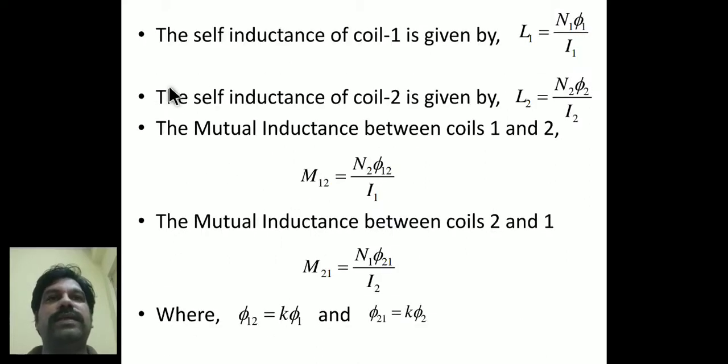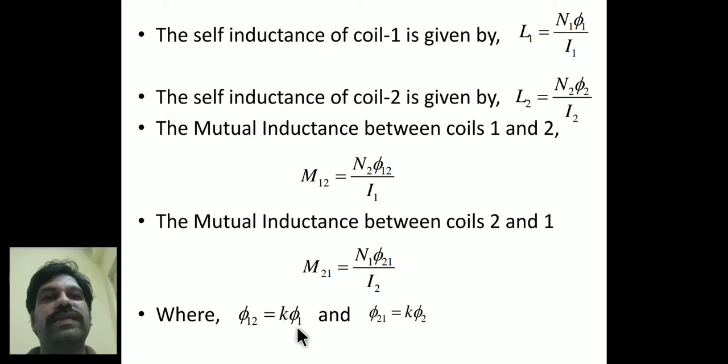So next, the self-inductance of coil 1 is given by the formula L1 is equal to N1 φ1 by I1. Similarly, the self-inductance of coil 2 is given as L2 is equal to N2 φ2 by I2, and the mutual inductance between the coils 1 and 2 is M12, where 1 stands for the current in coil 1 and 2 stands for the flux in coil 2, therefore M12 is N2 φ12 by I1. Here I1 is the current in coil 1, therefore the flux in coil 2 is φ12, and the mutual inductance between the coils 2 and 1 is M21 is equal to N1 φ21 by I2.